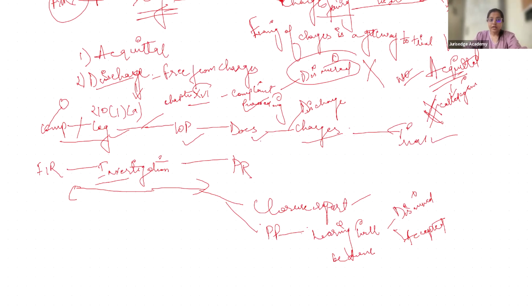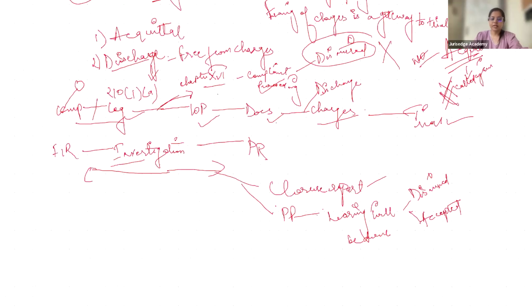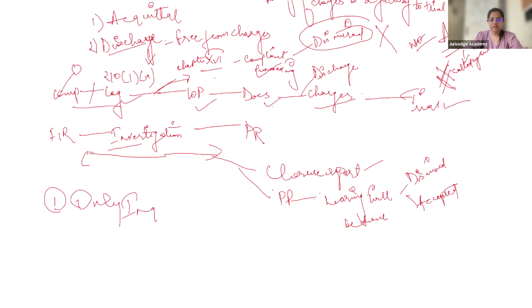But what if, before issue of process, Chapter 16 results in dismissal of the complaint? If the magistrate thinks that there is no ground for even filing a complaint, then this is a case of only inquiry: dismissal of complaint in a complaint case. This is happening only in complaint cases.